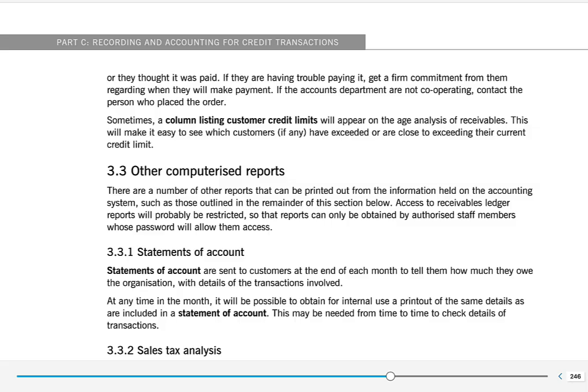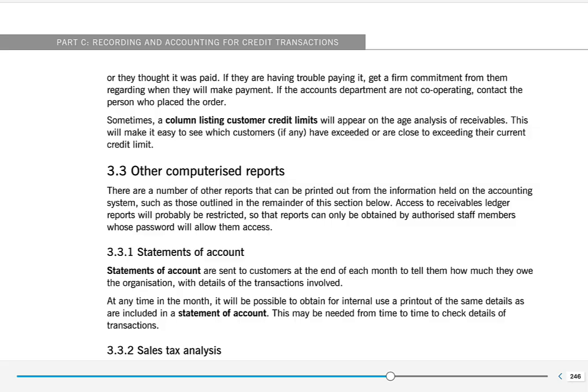Report 2. Sales tax analysis. What it is. This report analyzes sales tax charged on sales, often split by different tax rates if the business sells goods or services with different rates. Why it is useful. It helps the business check that sales tax has been calculated correctly, summarize sales tax collected for reporting and payment to the authorities, and spot unusual patterns or errors.